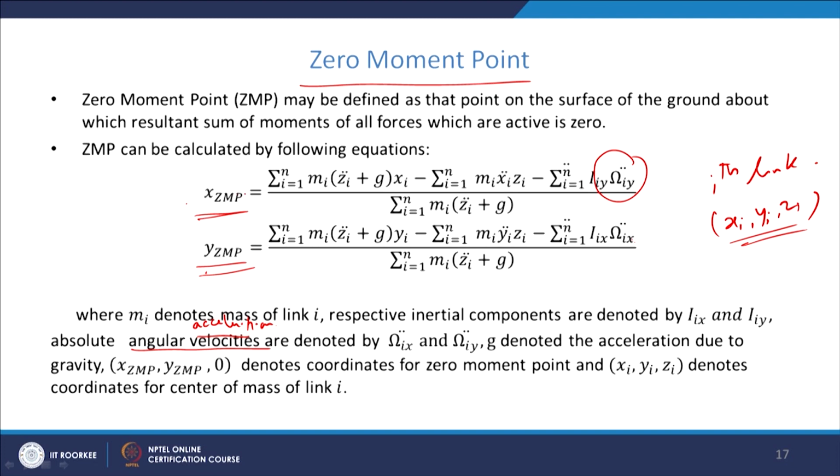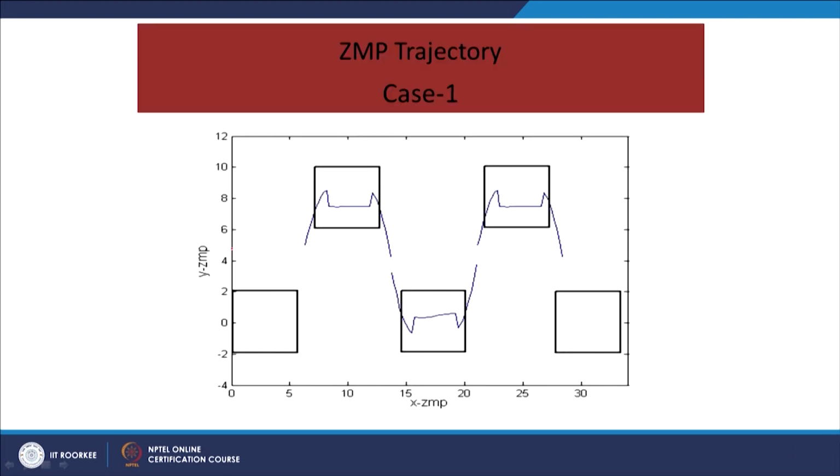Because the mass and gravity are fixed values, but x_i double dot, y_i double dot, etc. are the variables. As the robot moves, they are changing. So, we can calculate this x and y coordinate of the zero moment point as a function of time. Now, this zero moment point should lie in the stable region.